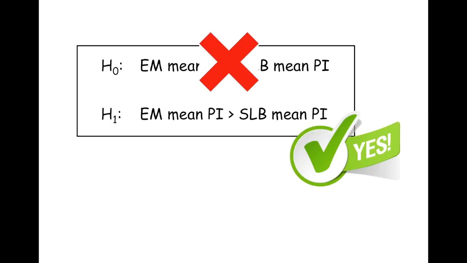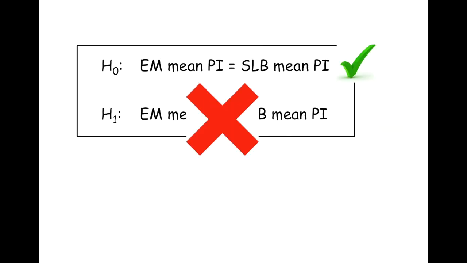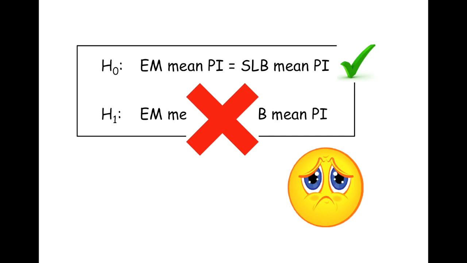Rejection of the null hypothesis means support for the research hypothesis. Accepting or failing to reject the null hypothesis means lack of support for the research hypothesis. Researchers are usually not happy with this outcome because they are generally looking for support for their research hypothesis.